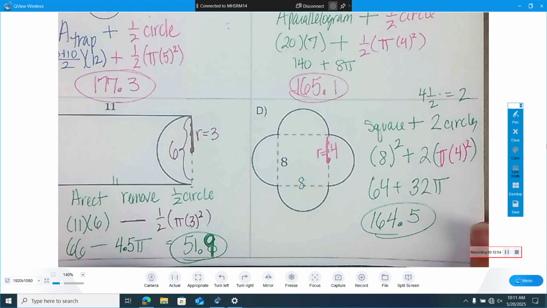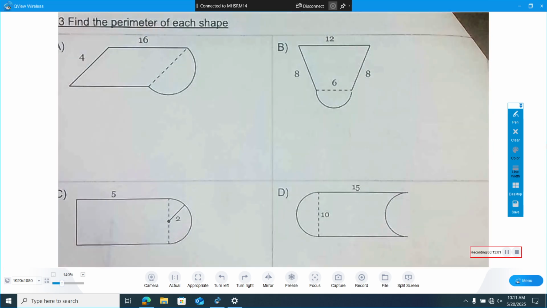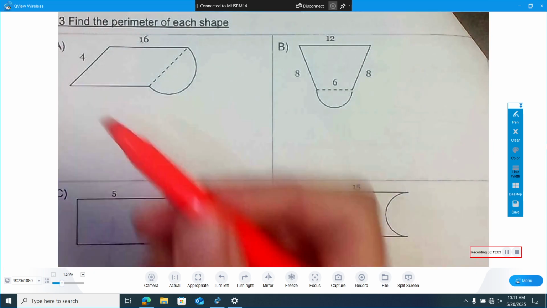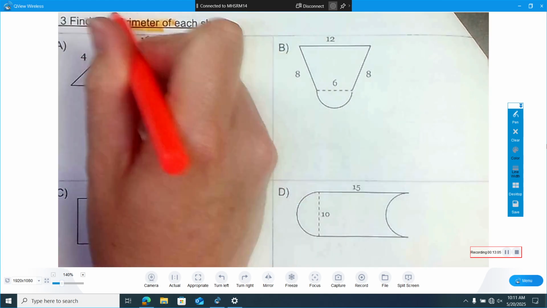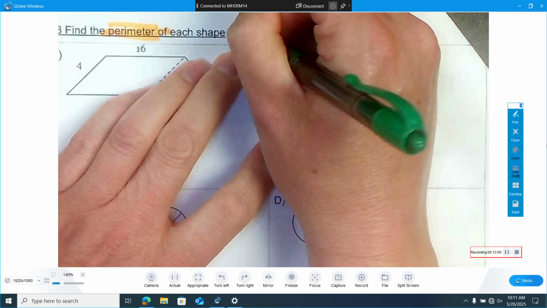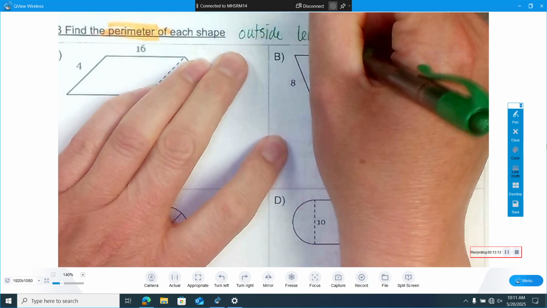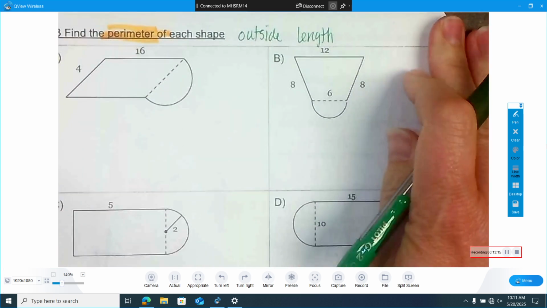Perimeter. Again, thank you for reading the directions. Very good. All right. So, again, very important to pay close attention. Perimeter means what? Outside. Add the outside length. Add it up, okay?